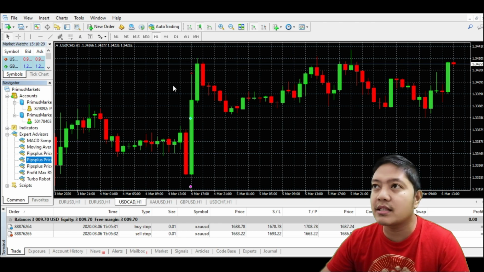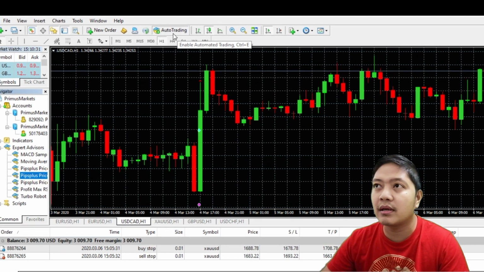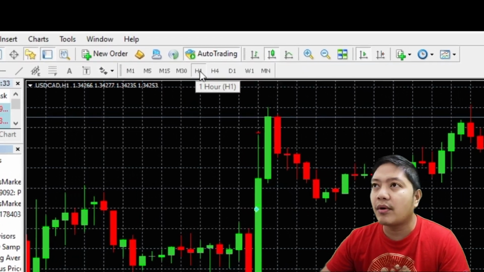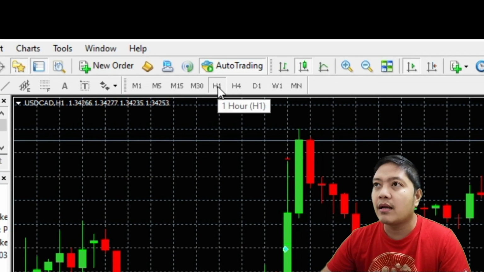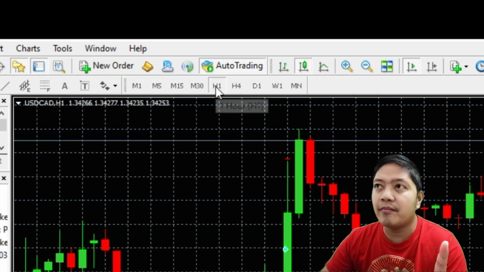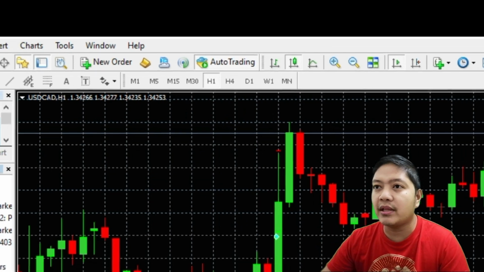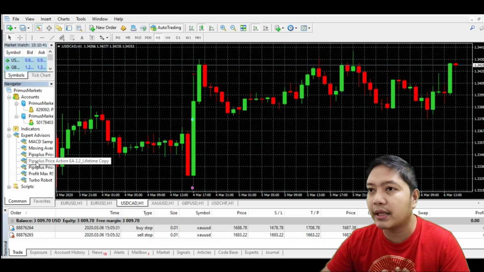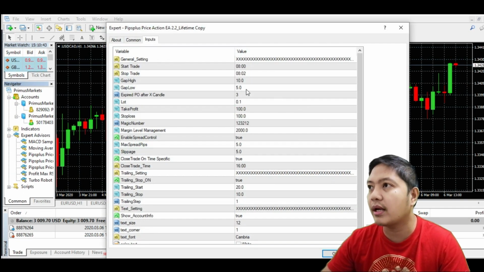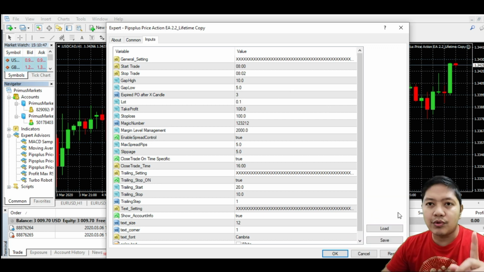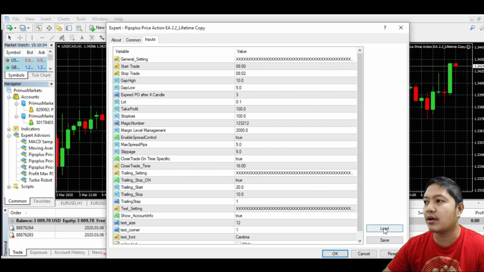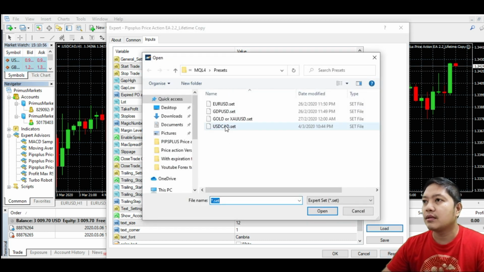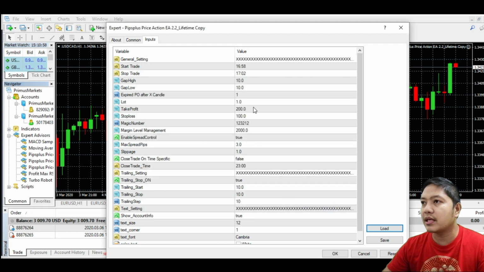By the way, next you have to enable auto trading. All right, then choose the H1, or 1 hour, time frame. Now we're going to drag that particular EA to this currency. I have the previous presets of this currency, so I just load it. So this is my USD Canada presets, and then I will just change it.